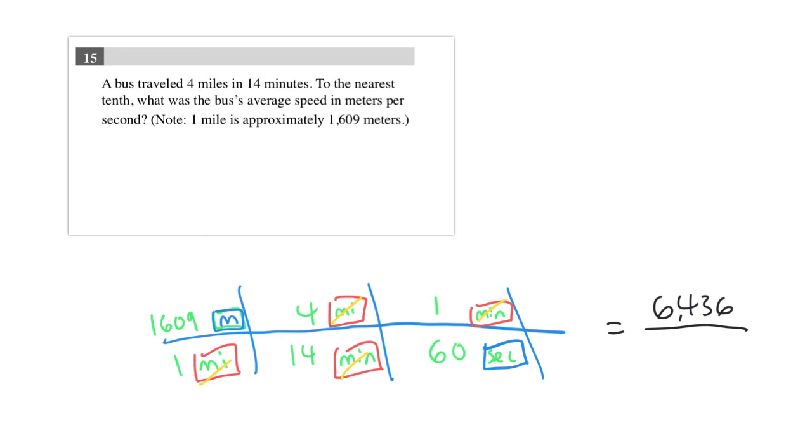10 times 6 is 60. 4 times 6 is 24. 60 plus 24 is 84, and then we're going to tack on that extra 0. So it's going to be 840. All right, so that's a mental math way of going about it. And that's meters per second. So this is good to know.